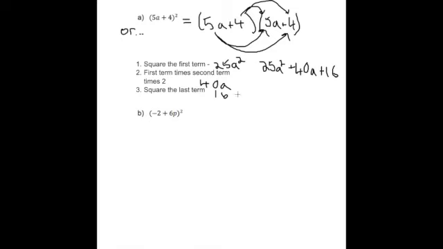So this way is a lot easier. Square the first term, times second term times 2, and then square the last term. Moving on to part B now. I'll do it the method 1 way and then do it the method 2 way. I really recommend doing the second method.